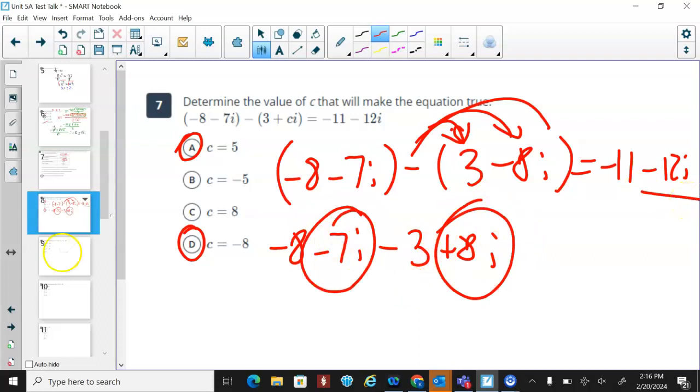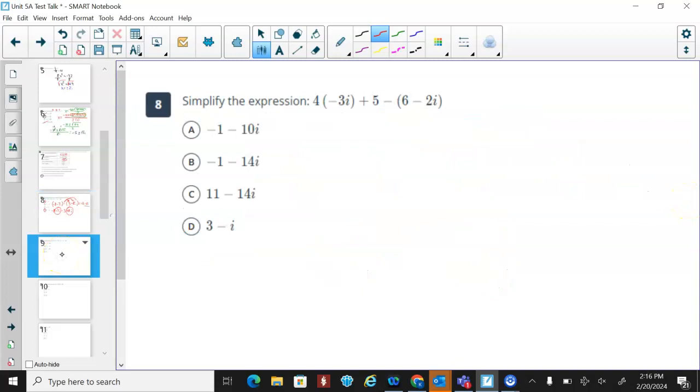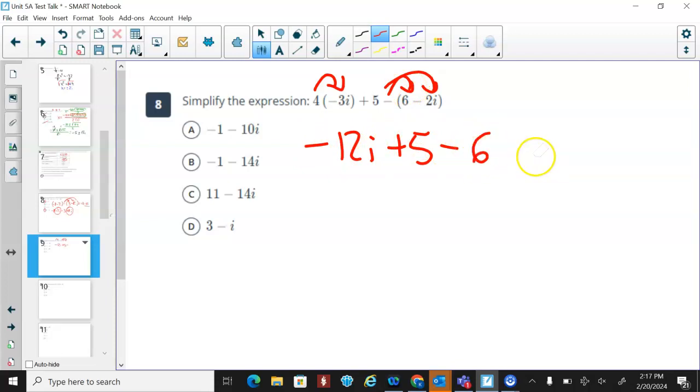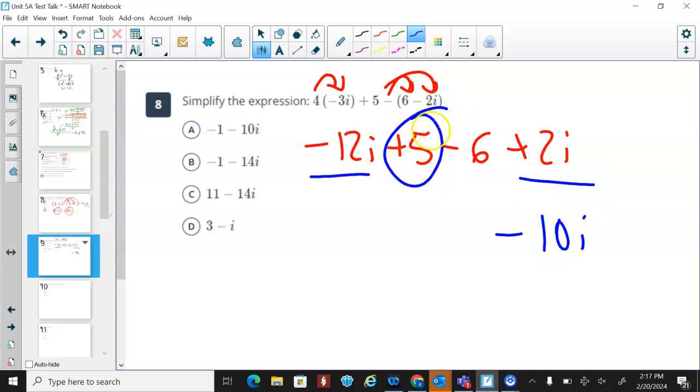That's just another strategy. All right, for the next question, again, to simplify this expression, you're going to distribute the 4 and you're going to distribute the negative to both steps. This is going to be -12i plus 5. Now the negative will change the 6 to a negative and a 2 to a positive, okay? After that, you're going to combine like terms. So -12i plus 2i, it's -10i. And you're going to combine the real numbers itself, which is going to give you -1, okay?